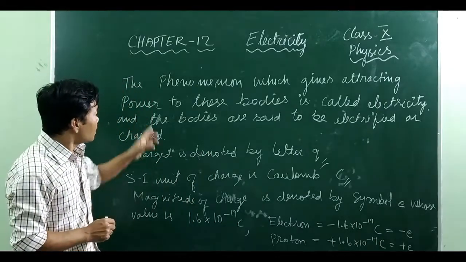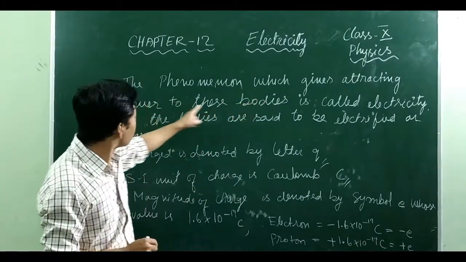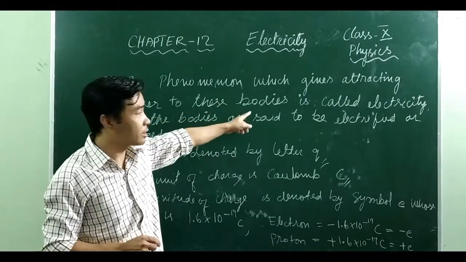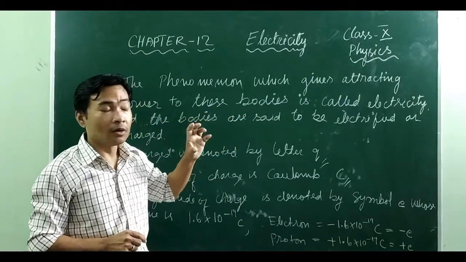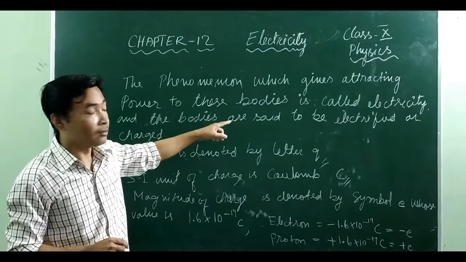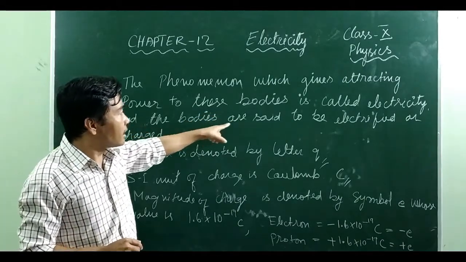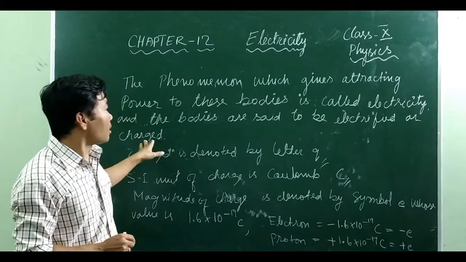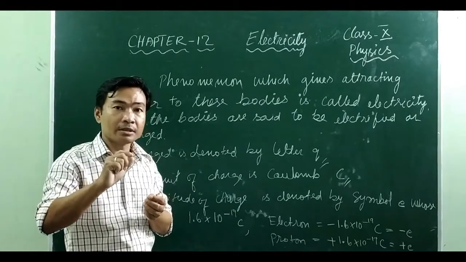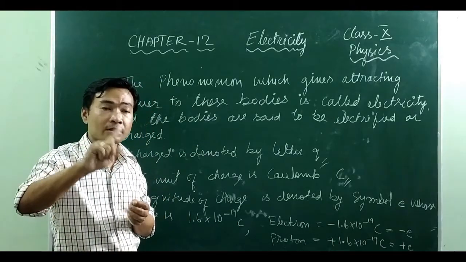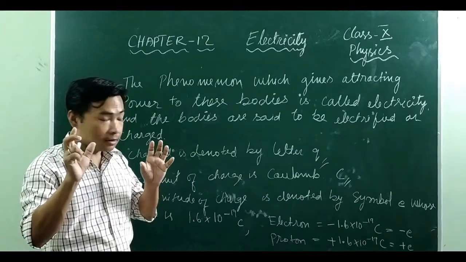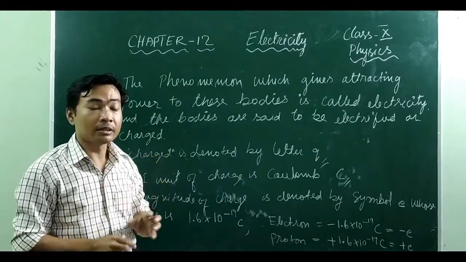Now, the phenomenon which gives attracting power to this body is called electricity. So this phenomenon is known as electricity, and the bodies are said to be electrified or charged. It means when you rub it, the electrons get transferred from one to another. So that phenomenon is called electrification, or we call it charge.